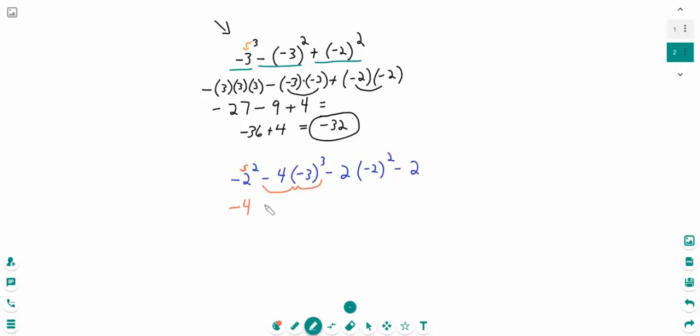So if I rewrite this, we have minus this 4, and then we're multiplying that. Notice this is multiplication in here. So we have minus 4 multiplied by a negative 27. Okay, and then over here we're going to continue. I'm just going to work my exponents first. So we're just going to bring this minus 2 straight down. Now we recognize again that we have a negative 2 being raised to the second power.